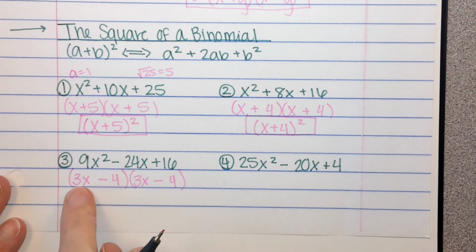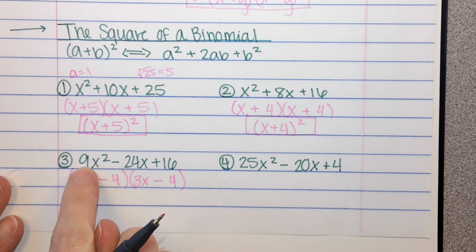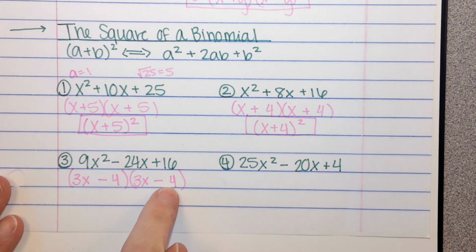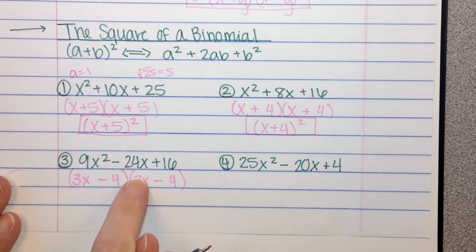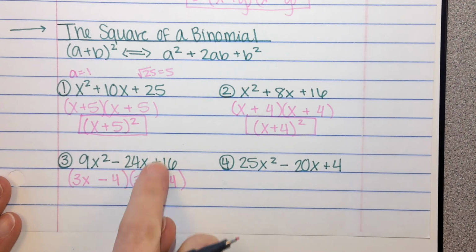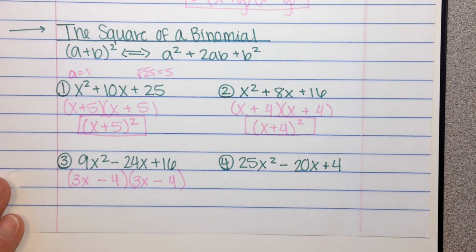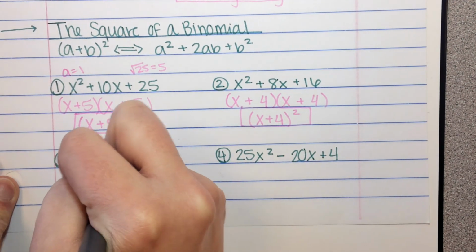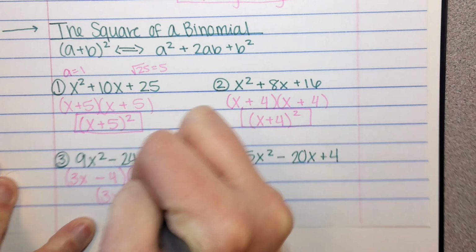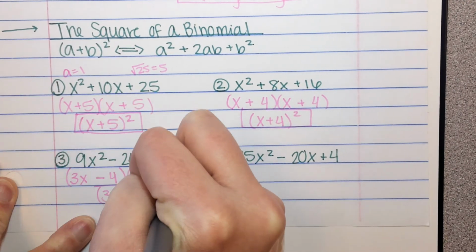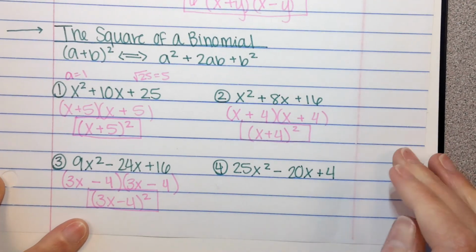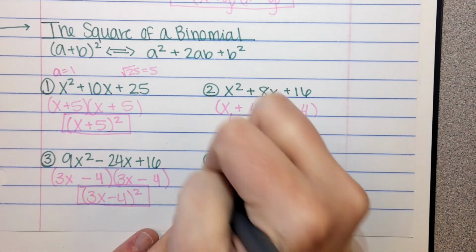So that'll give us 3x times 3x is 9x squared. 3x times negative 4 is negative 12x. We get another negative 12x, which gives us our negative 24x. Negative 4 times negative 4 is positive 16. And so our answer is 3x minus 4 quantity squared.